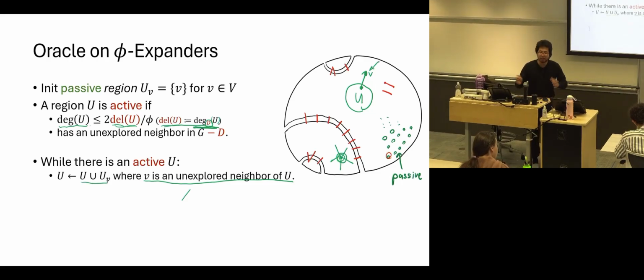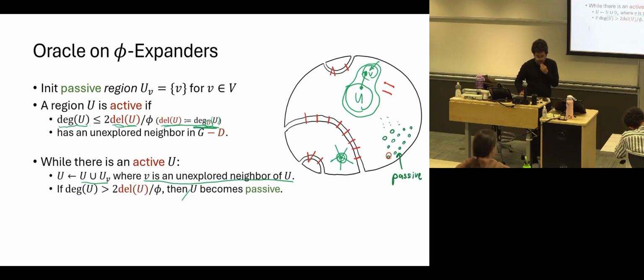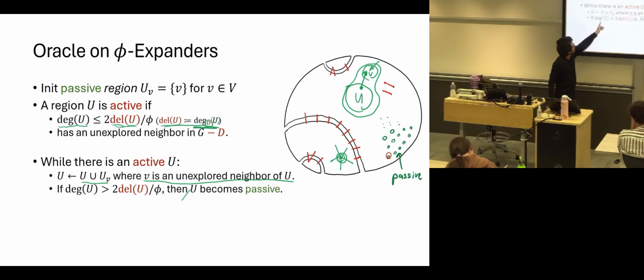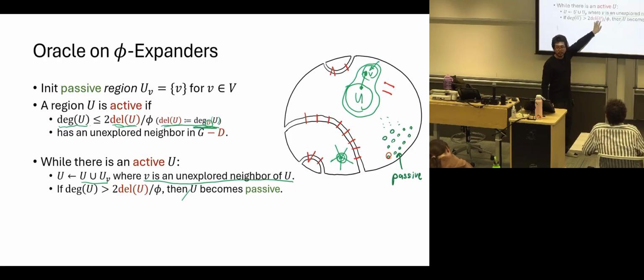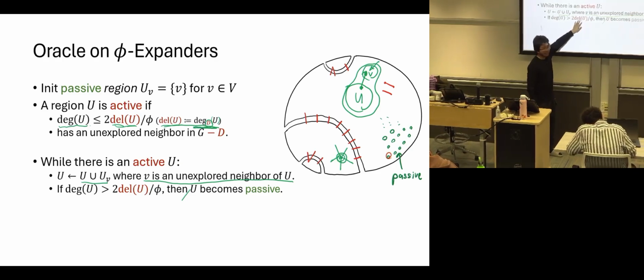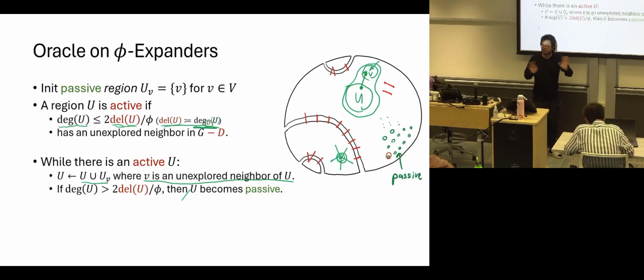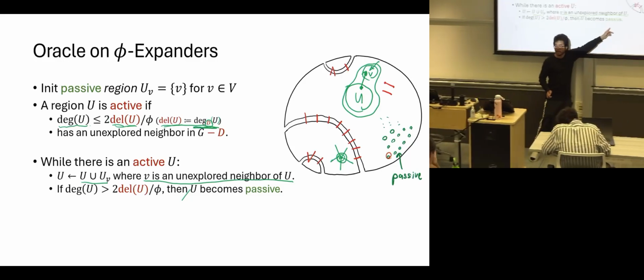Then I'm going to merge the region of U and the region of V. Then this region will be merged like this. And then we check, in the new region, if the degree is now big compared to the deleted edges incident to it. If it's big, now it's safe, and you say that it's passive again.